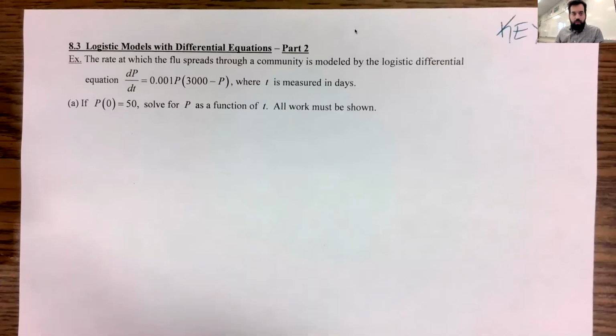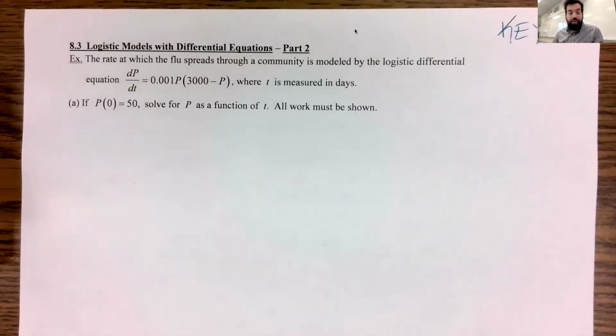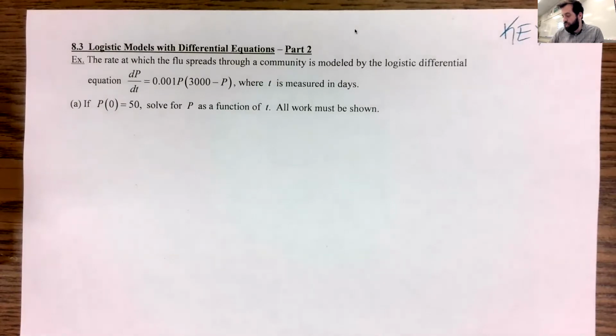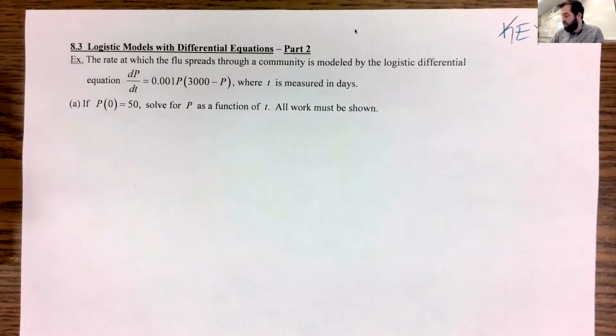All right, so here's our first question, and only question. We have parts A, B, and C. The rate at which the flu spreads through a community is modeled by the logistic differential equation dP/dt equals 0.001 P times (3000 minus P), where t is measured in days. So that type of equation should look familiar, right? That's the differential equation model for logistics.